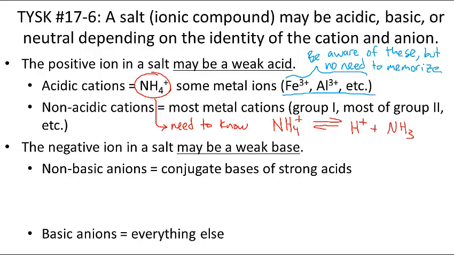Then for negative ions, they might be basic. And there's a simple way to spot if they're basic or not. There are only a few negative ions that are not basic. Negative ions that are not basic would be the conjugate bases of strong acids. You may remember back when we talked about acid strength and strength of conjugate pairs. If something's a strong acid, what does that mean about what it does with its proton when you put it in water?